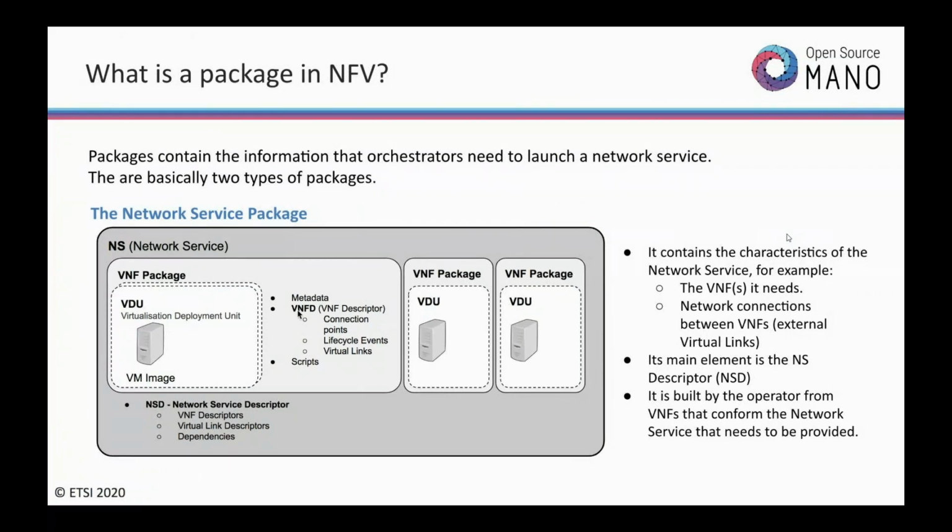So it is built by the operator from VNFs that conform the service that they want to build, to fit to the catalog. And this is what at the end is launched, a network service. So again, a network service is just a set of VNFs that together with some extra artifacts, like how these VNFs are linked or automation scripts, build out a service that is part of the NFV catalog.